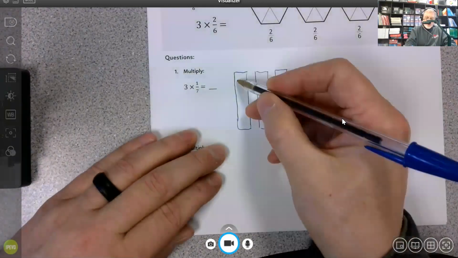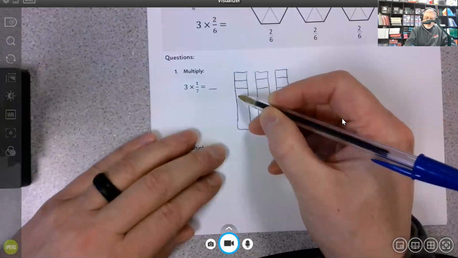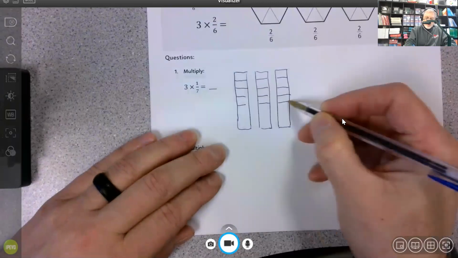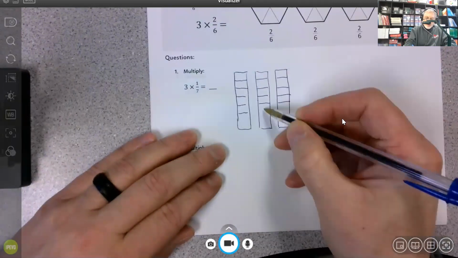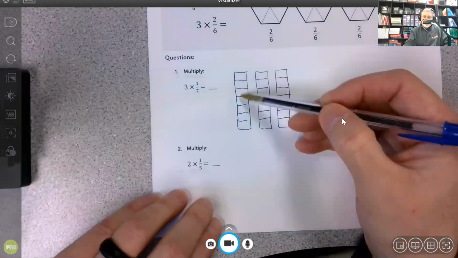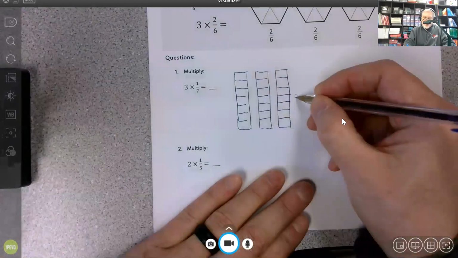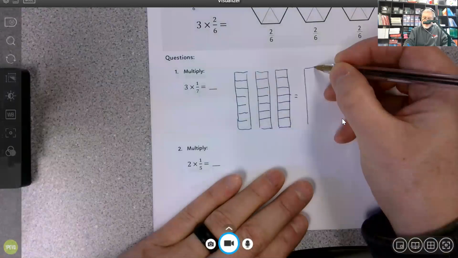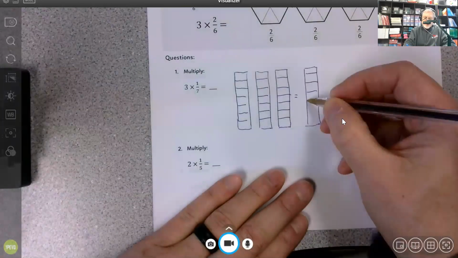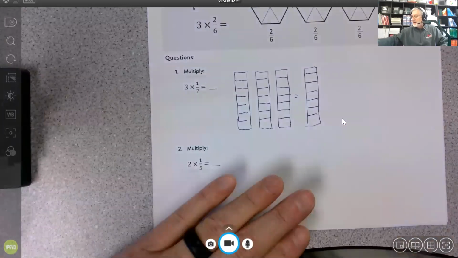All right, so 1, 2, 3, 4, 5, 6, and then the 7th part. I can make sure: 1, 2, 3, 4, 5, 6, 7. All right, and then that's going to equal, and I'm going to draw another fraction model. Sometimes you might need 2 of these, but I don't think I need that in this case.